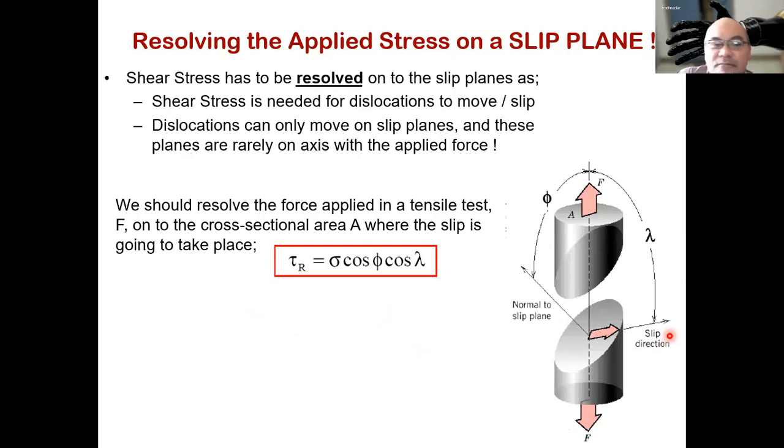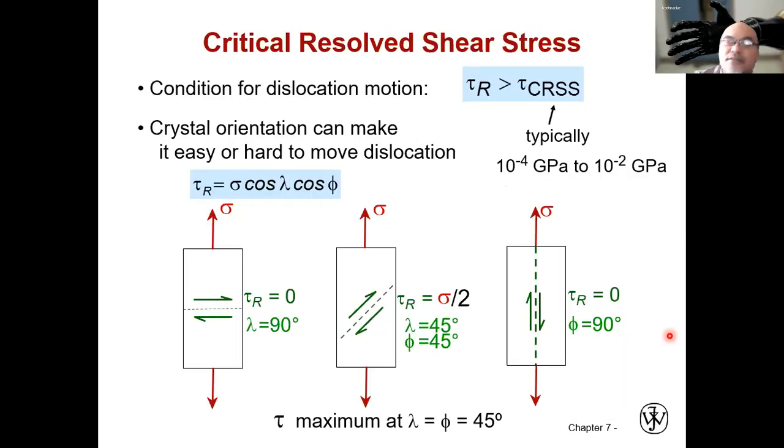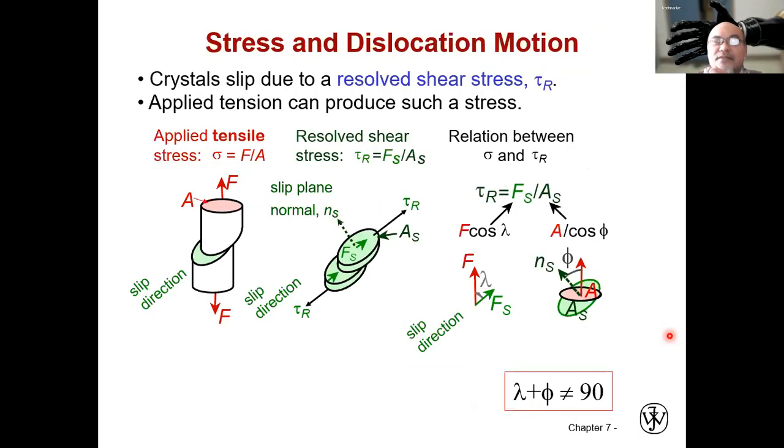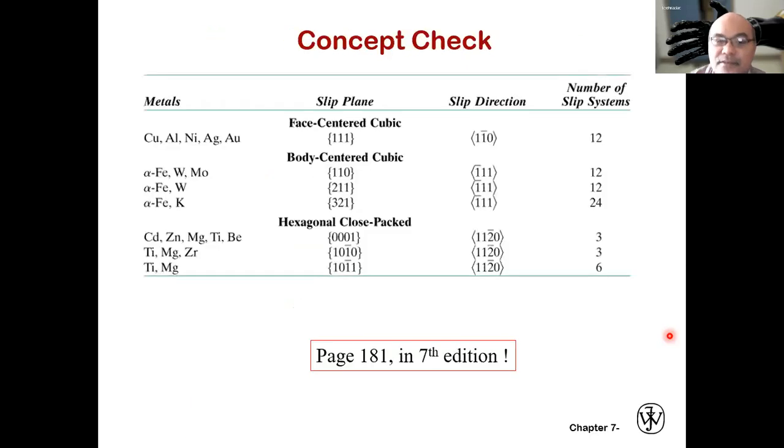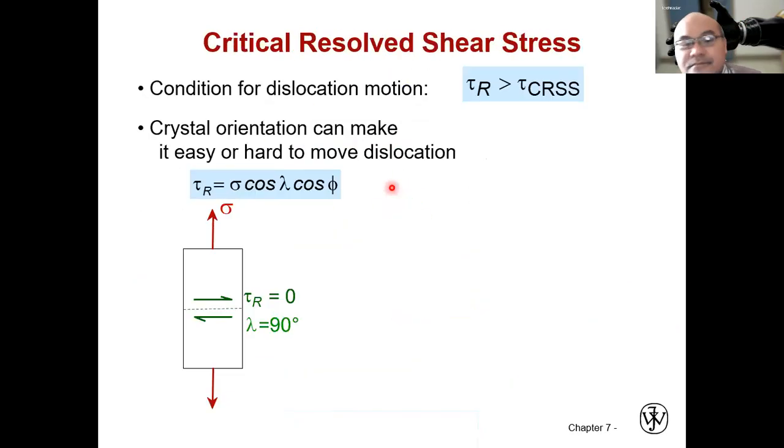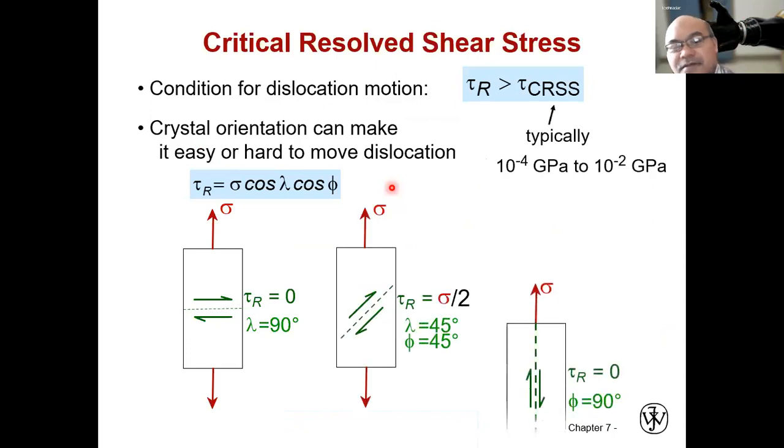Dislocation can only move on slip planes, and these planes are rarely on axis with the applied force. We should resolve the force applied in a tensile test, F, onto the cross-sectional area A, where the slip is going to take place. This is the slip plane, as we have mentioned earlier in the different crystal structure systems. This is the different slip plane here. Okay. Any questions so far?